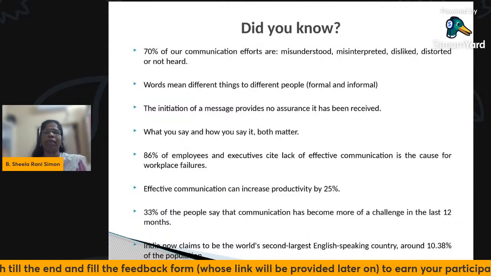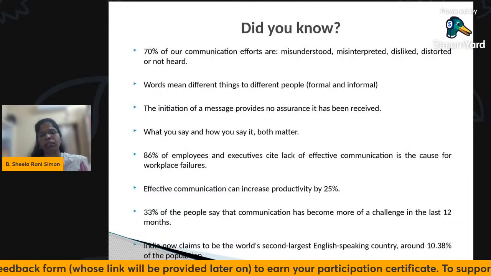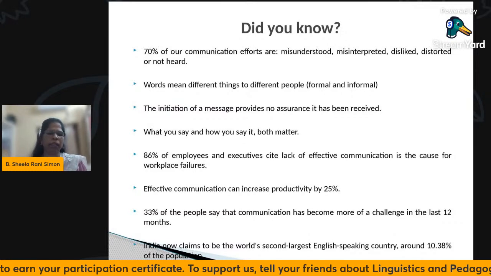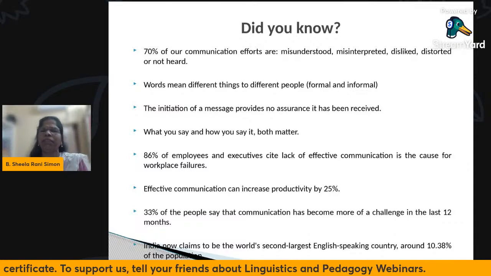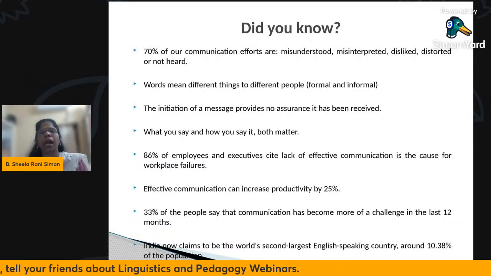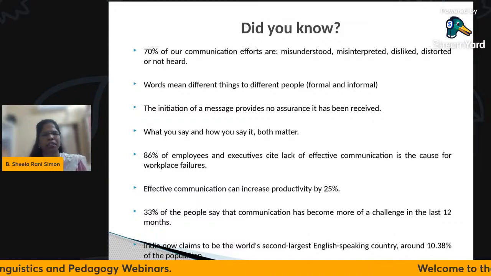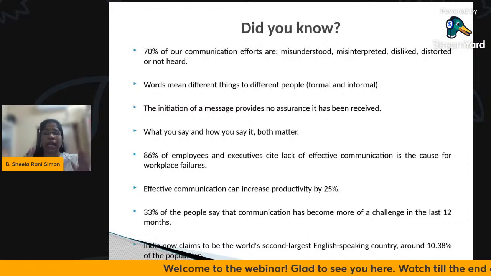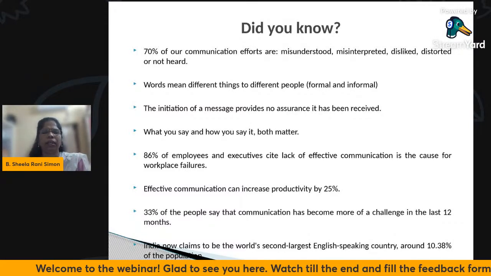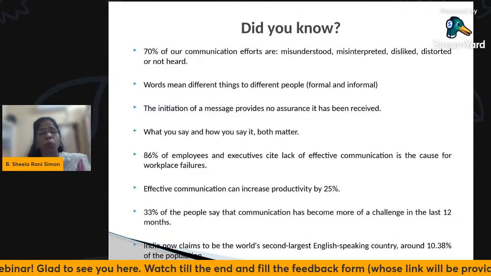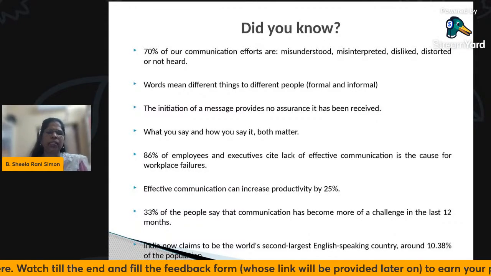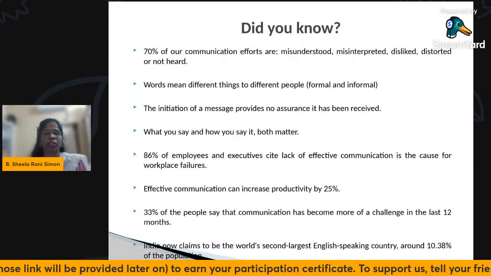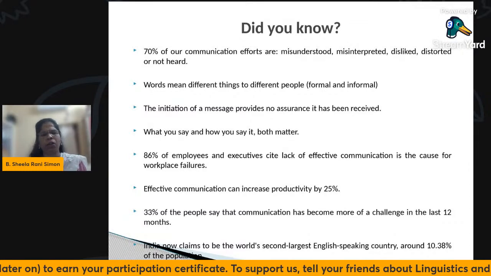For example, we have to deal with effective communication when we are dealing with people at home, people at work, people in society. And you will see that 70% of the communication efforts that we make are misunderstood, misinterpreted, disliked, distorted. So there are certain things we'll have to keep in mind, and this slide tells you exactly why effective communication is something we'll have to work on. It is said that we'll have to give importance to not only what we say but how we say it. So our tone and our non-verbal communication all fall in place.